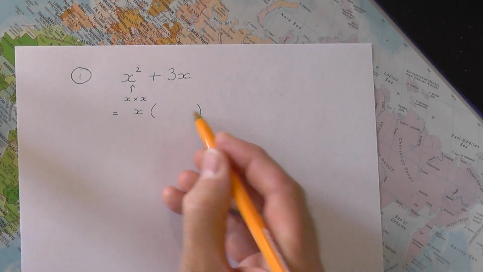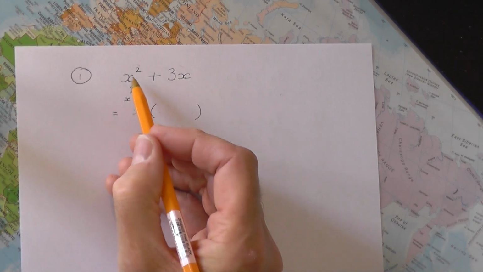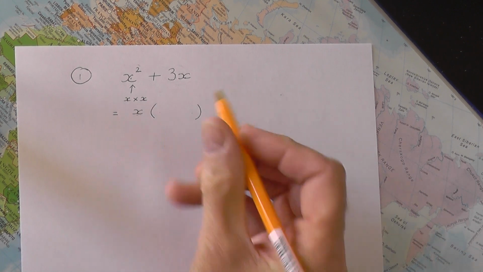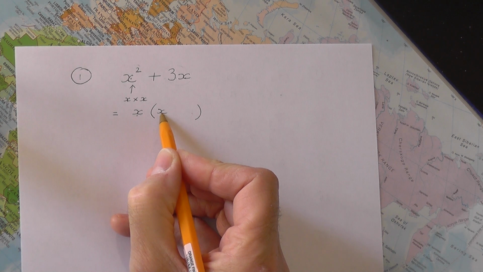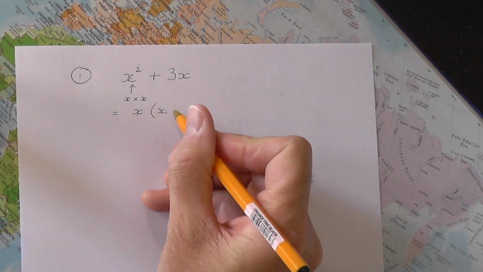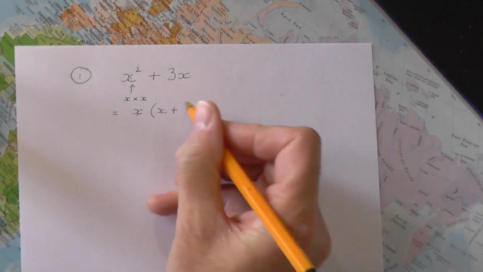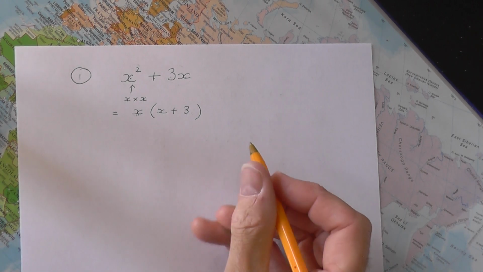And you now imagine multiplying the bracket out. So you say x times something gives you x squared. Well, x squared, if you remember, is x times x. So that must be a letter x. x times x is x to the power 2, or x squared. Plus, and then you say x times something gives you 3x. Well, the something must be the number 3. And that's the end of the question. It's as simple as that.